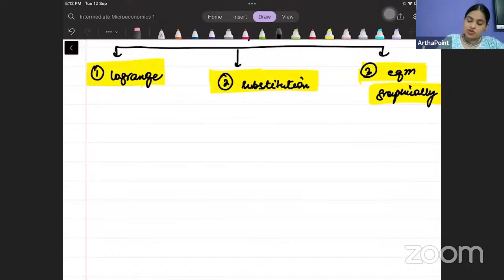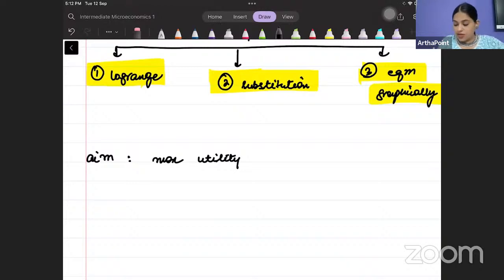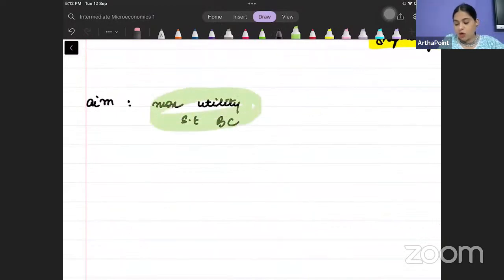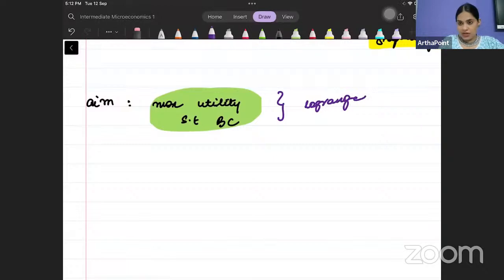So beta, what is my aim? Ma'am, my aim is to maximize utility. But whenever you want to maximize utility, you can only maximize utility subject to a budget constraint. एक constraint होता है ना, उसके subject में ही तो utility को maximize कर सकते हैं. So whenever you want to maximize utility, it is subject to budget constraint. Whenever you have to do constraint optimization, you should use something known as Lagrange.